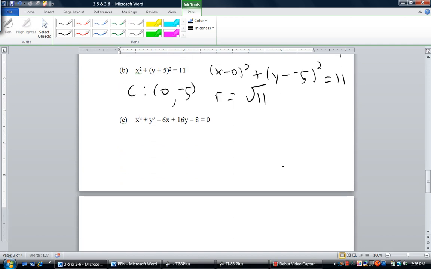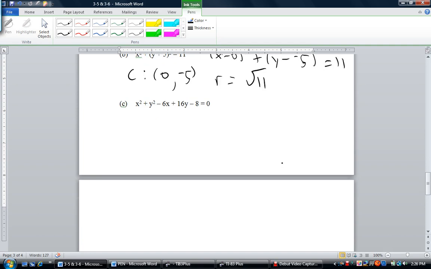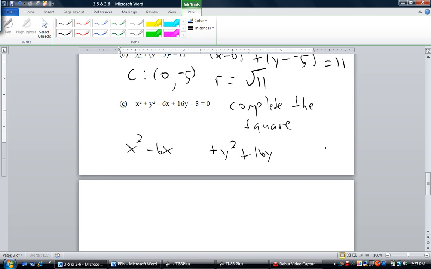And then our last example, you gotta be a little bit careful with. This one is not in standard form. It's got an x and a y term that are actually in the way. So what we're going to have to do is complete the square on this one. In fact, we gotta do it twice. So we're going to rewrite it, x squared, and then bring the minus 6x over. Leave some space, and put plus y squared plus 16y. Leave some space. And then I need that minus 8 to be on the right side because it's in the way. So I'm going to add 8 to both sides.